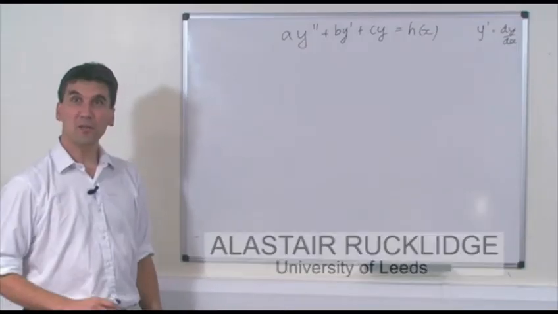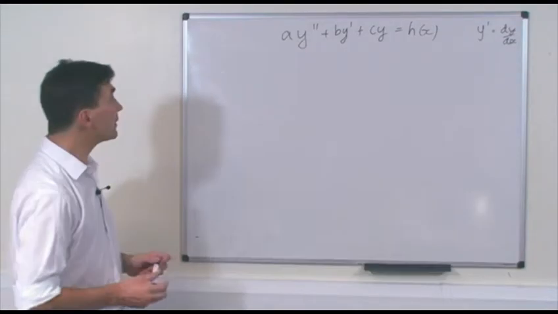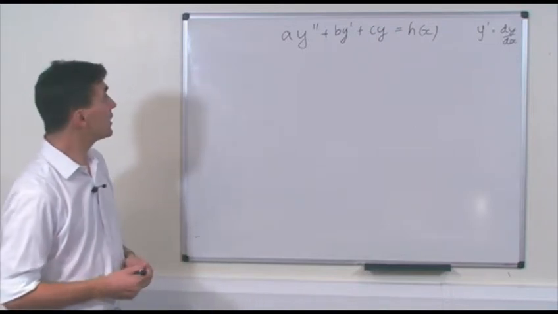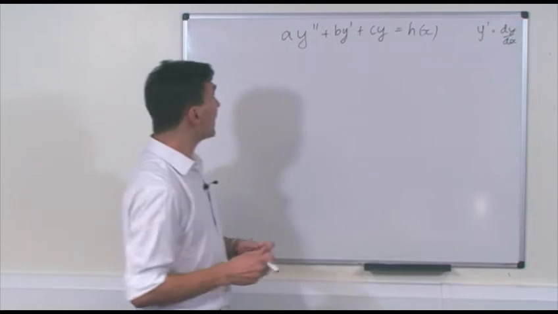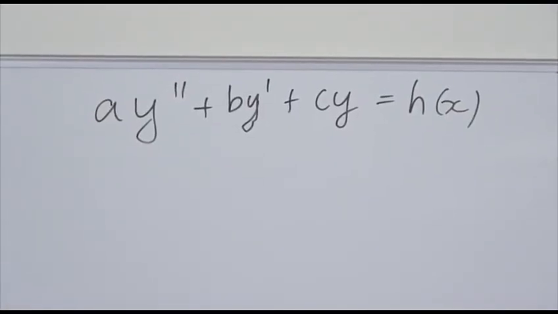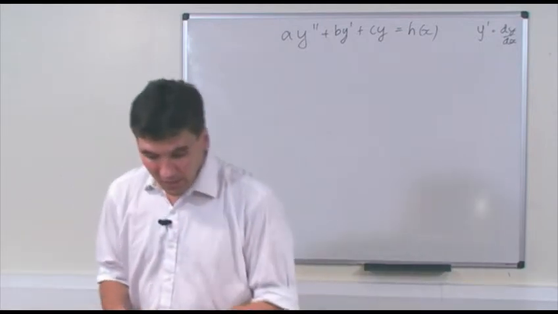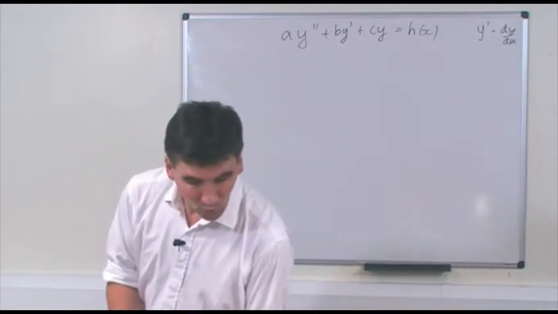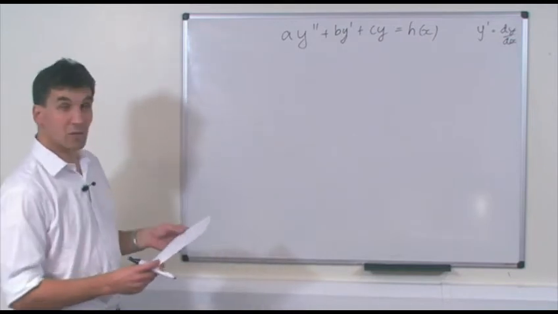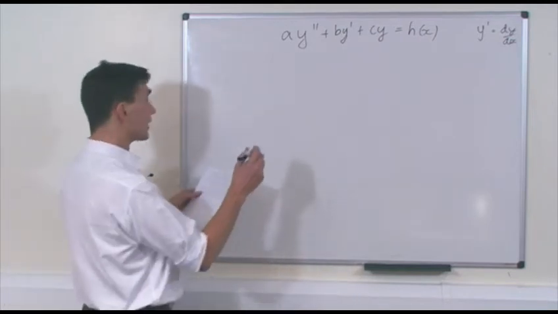So I'd like now to do a second example of a linear inhomogeneous second order differential equation. The equation that we're working with is ay'' + by' + cy = h(x). And I'm going to take as an example a problem where we get complex roots from the auxiliary equation of the left-hand side.